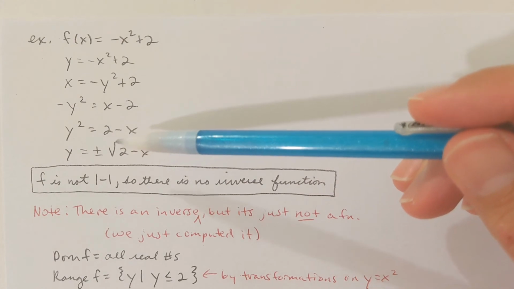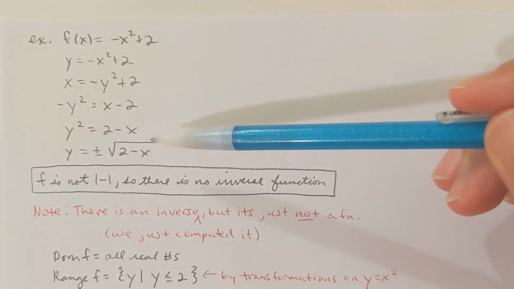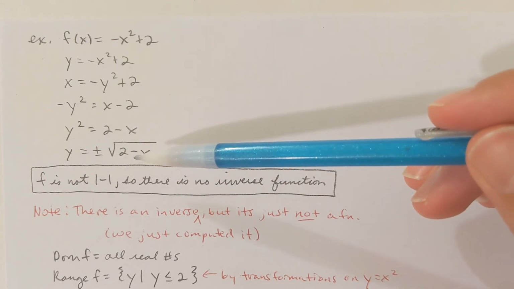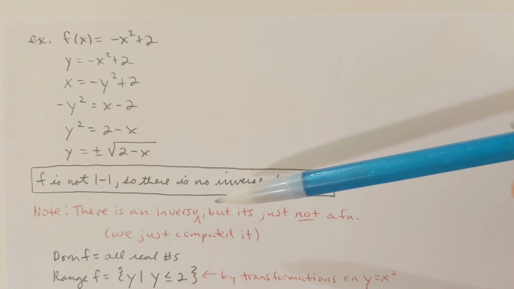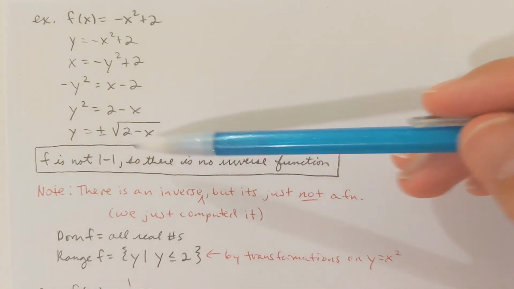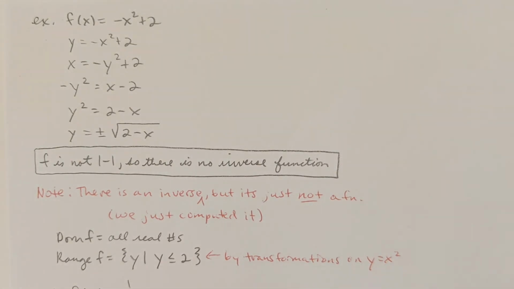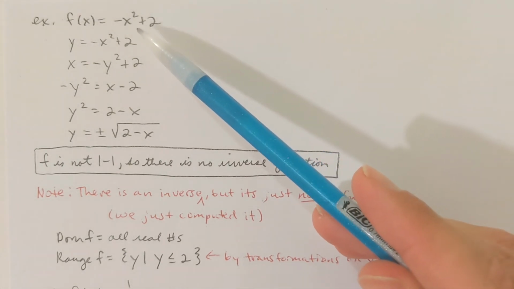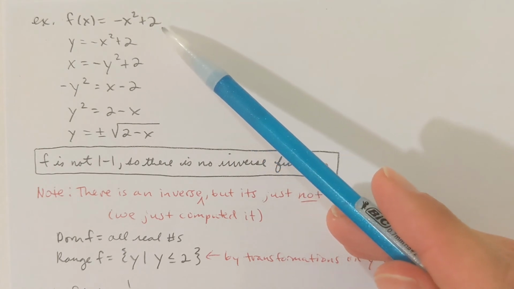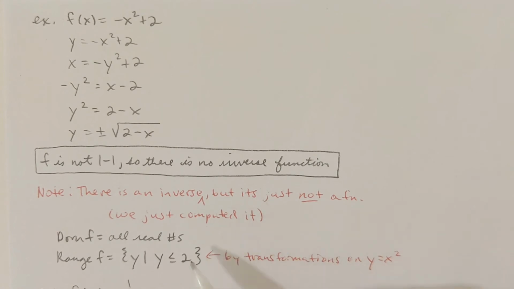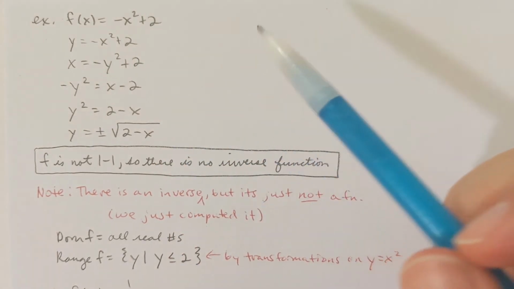Of course, for a function, we can only have one y value for each x, not a plus y and a minus y for each x. And that's what I've got going on here. The function f is a quadratic. This is a parabola that's reflected about the x-axis and then shifted up 2 units. The domain is all real numbers, and the range of f is the set of all y such that y is less than or equal to 2.